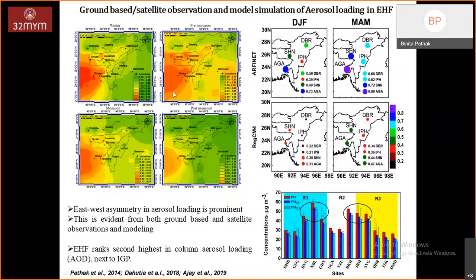And with all those sources, in the northeastern part, this eastern Himalayan region, the aerosol optical depth, which gives the aerosol burden, maximizes in the pre-monsoon season followed by the winter. We see an east-west asymmetry at 93 degrees east, and that is evident from the ARFINET, ISRO's network measurements, and also from the regional climate model simulation. In our land campaign also, we have identified two hotspots in two regions, one in the western and one in the eastern part.